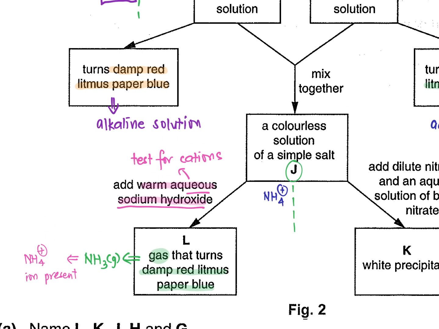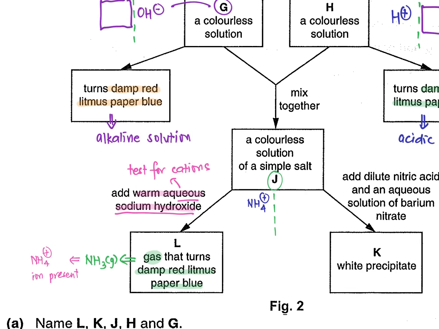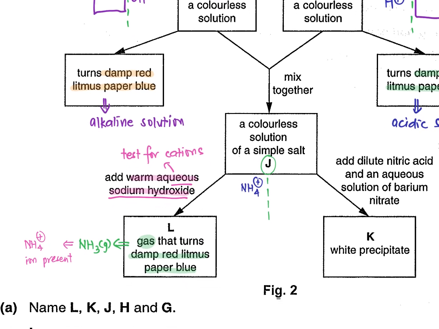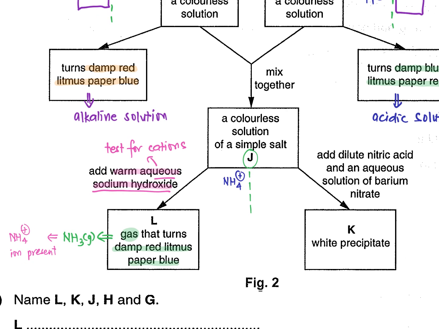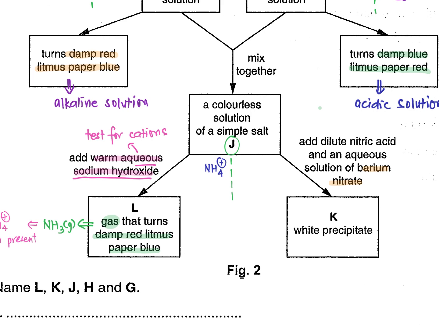Okay, then next, your K. What is the key reagent in your K? Which is the key reagent you pick out here? There's two of them. Which is the more important one? Barium nitrate. Okay, what is barium nitrate testing for? Test for sulfate. Okay, so this is a test for sulfate.